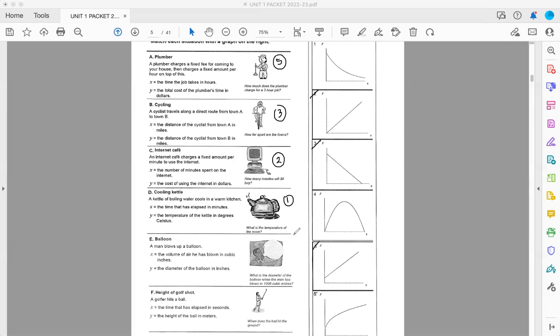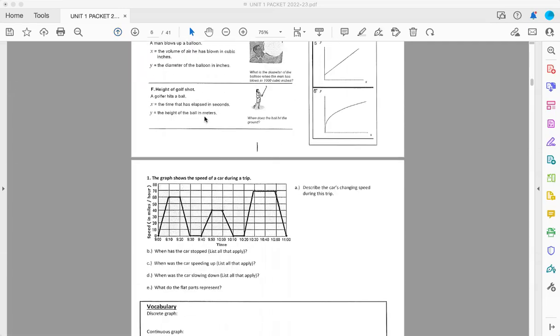Option E, a man blows up a balloon. With time, as that person blows up the balloon, its volume is going to increase, and this represents graph 6. And then lastly, F, height of a golf shot. The height normally goes to a maximum and then drops back down. And the graph that demonstrates that is option 4. So I hope this helps you understand the types of graphs that are associated with scenarios. Let's move on to the next page.